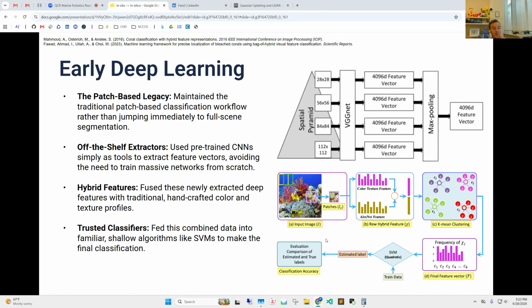This paper underneath it was actually published in 2023, which I found super interesting because I have not seen someone use AlexNet's features in a really long time. But I was like, this is a great graphic and it illustrates it beautifully.